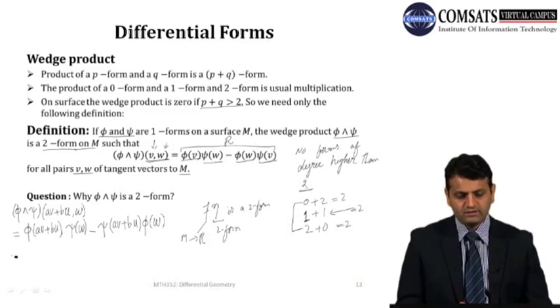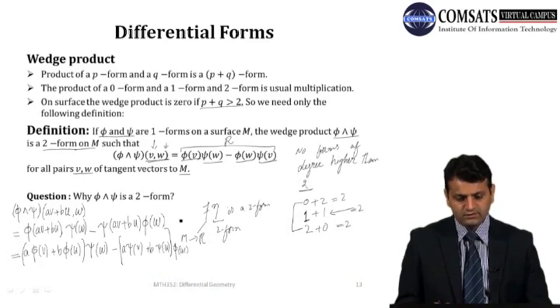So this is, by definition, a 1-form is a linear function. So this is equal to (A phi of V plus B phi of U) multiplied by psi of W, minus, since psi is also a 1-form, (A psi of V plus B psi of U) multiplied by phi of W. So this is what we get.